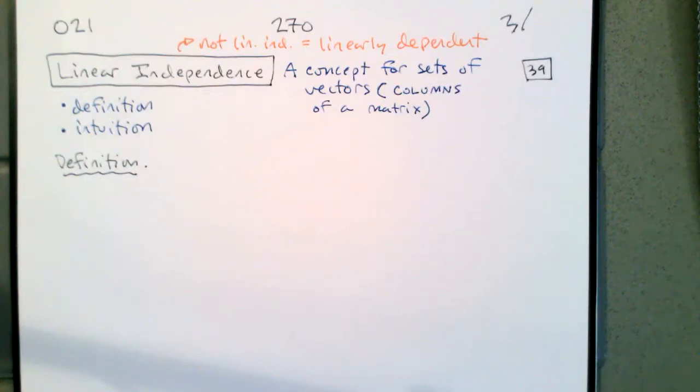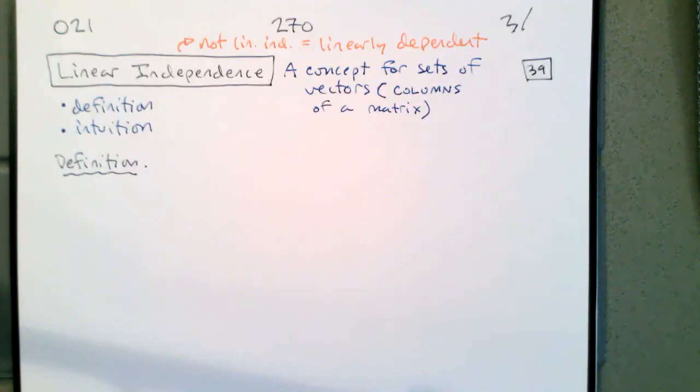Part 2 today is about linear independence, and specifically characterizing linearly independent sets. And by the law of mathematical opposites, we'll characterize linearly dependent sets. So linear independence is a concept that we're going to apply to sets of vectors, which could include the columns of a matrix. So we could say the set of vectors is linearly independent.